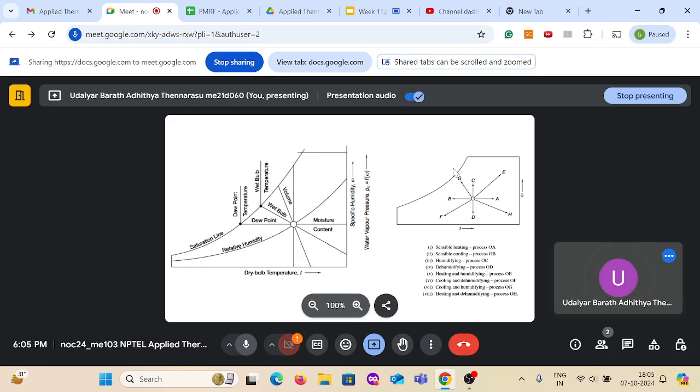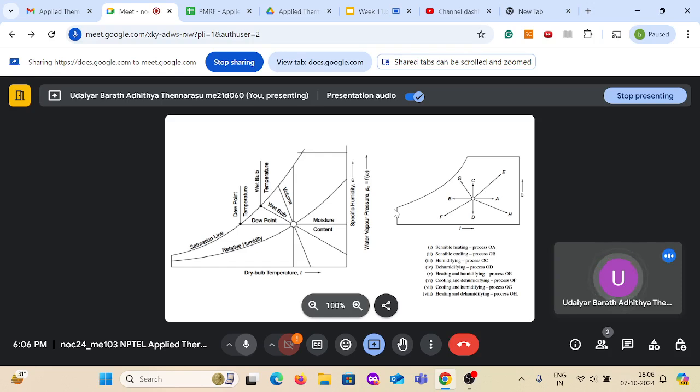The moisture content in the air is called humidity, and it's measured as specific humidity. That is the mass of water present per kg of dry air. It's called specific humidity, and relative humidity is how much mass of water is there compared to when it is in saturation. So that is relative humidity. And dew point temperature is the temperature where you will see the first dew or first drop of condensation of water.